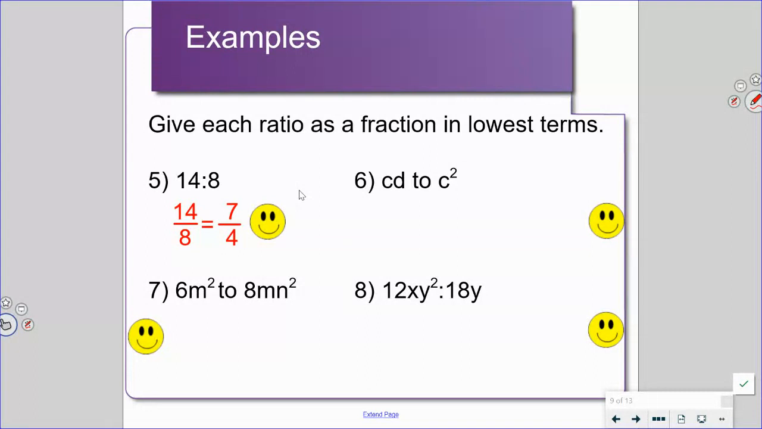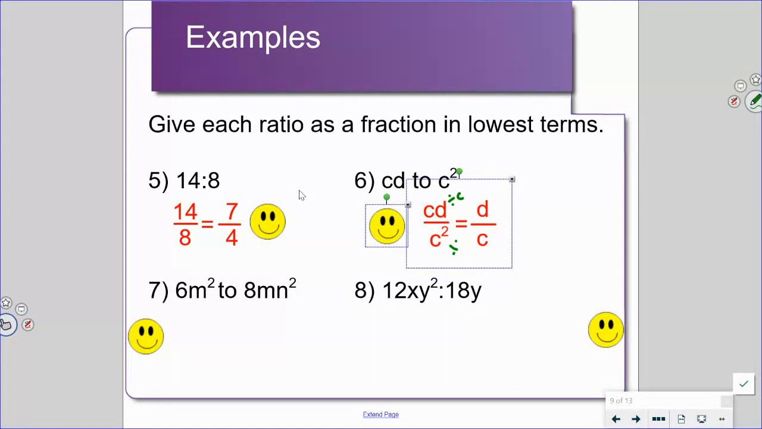How about CD to C squared? Well, both of these could divide by a shared factor of C. Now, in the numerator's case, C divided by C would completely cancel out, thereby leaving a D. In the denominator's case, if you have C squared divided by C, one of those cancels out, and that would be the reason for having C in the denominator. If you wish, go ahead and pause and try these next two on your own and then come back when you're ready.